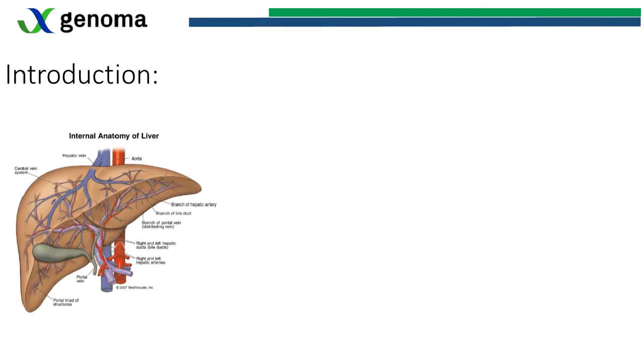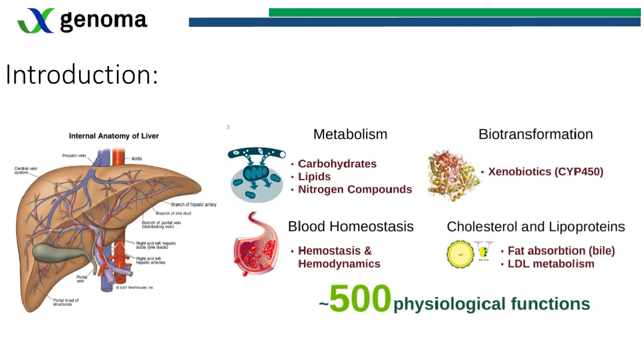So the liver is the largest internal organ of the body, and it has a lot of functions. We all know that the liver is responsible for the metabolism of carbohydrates, lipids, and nitrogen compounds, but it also performs important functions in blood homeostasis, such as hemostasis and the control of hemodynamics. The liver also performs a very important function, which is biotransformation. Basically, everything that we absorb in the intestines is transformed in the liver to avoid toxic effects of the molecules that we absorbed.